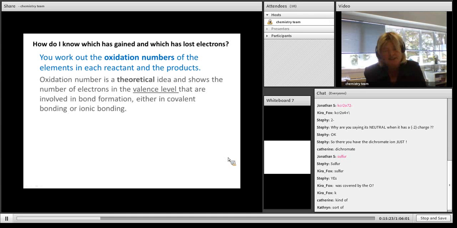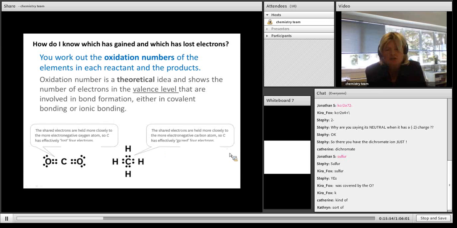First of all, it's a theoretical number. So it's not a real number. It's looking at the valence electrons of an element and how much it has to share them out or lose them, or how much it can gain them from somewhere else. So it's not an ion truly gaining and losing electrons. It's a sort of a theoretical thing. So let's get an example. Look at carbon dioxide and methane.